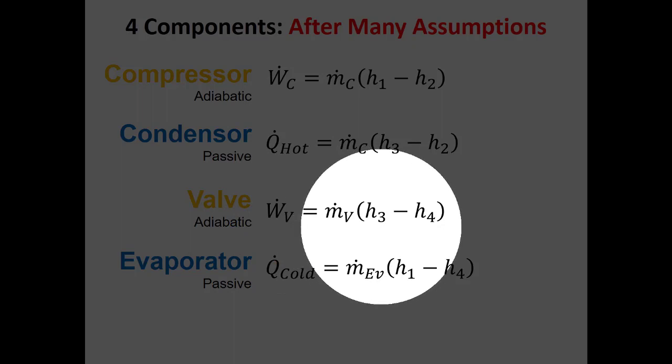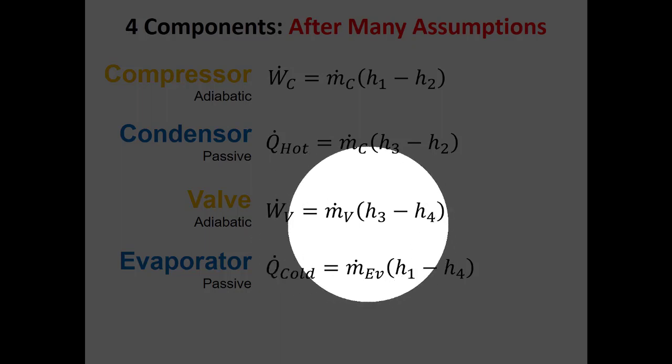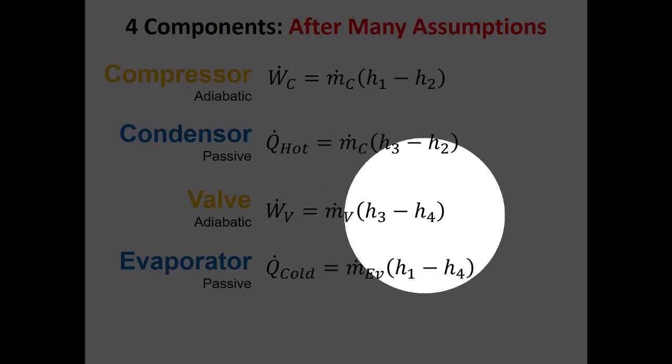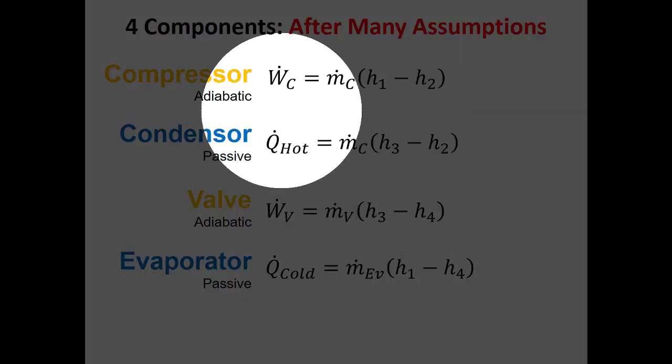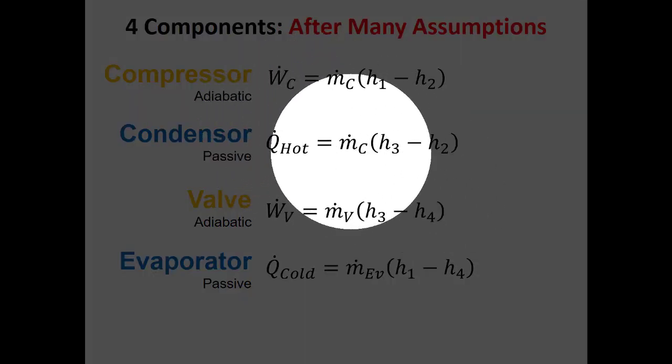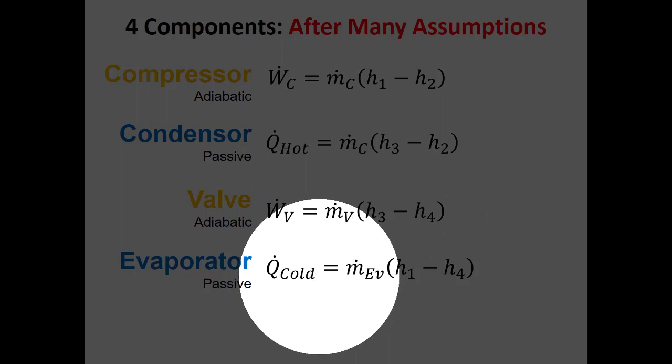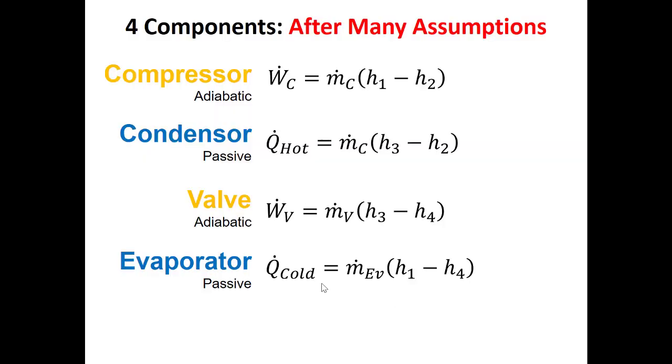Because remember, I said the valve is a little bit like a turbine because we drop pressure across this valve. So I'm going to leave this expression for power from the valve as m dot times h in minus h out. Now my heat transfer terms are going to be mass flow rate times h out minus h in. So I have a heat transfer term on the hot side, that's my condenser, and a heat transfer term on the cold side, which is my evaporator.